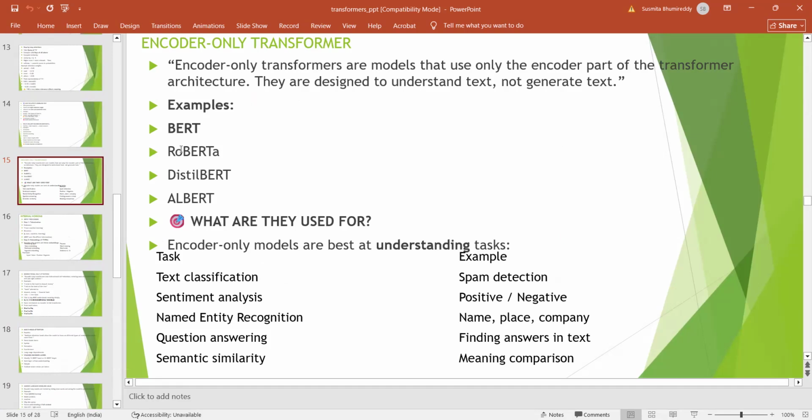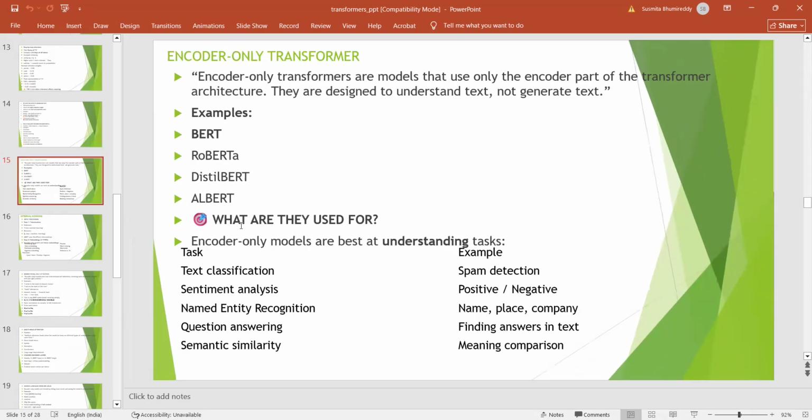For example, BERT, RoBERTa, DistilBERT, ALBERT. So we know the encoder part is just to understand the text. What are they used for? Encoder-only models are best at understanding tasks. As I said, this is just for understanding purposes.